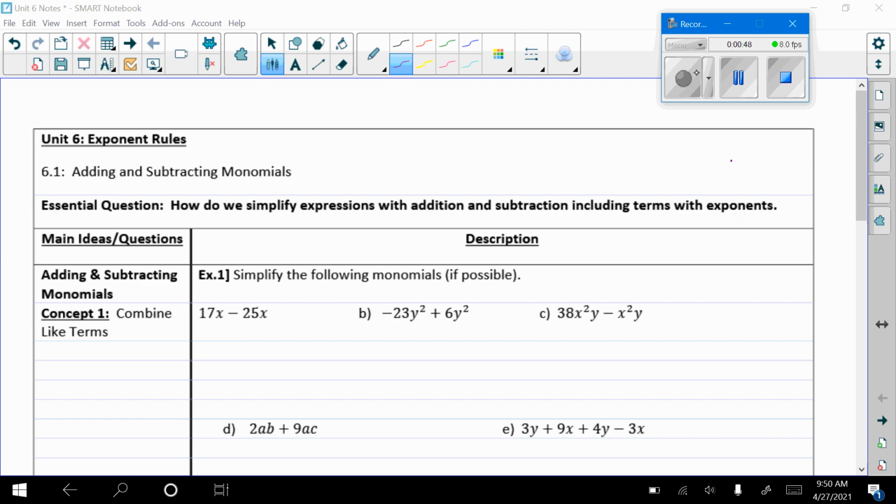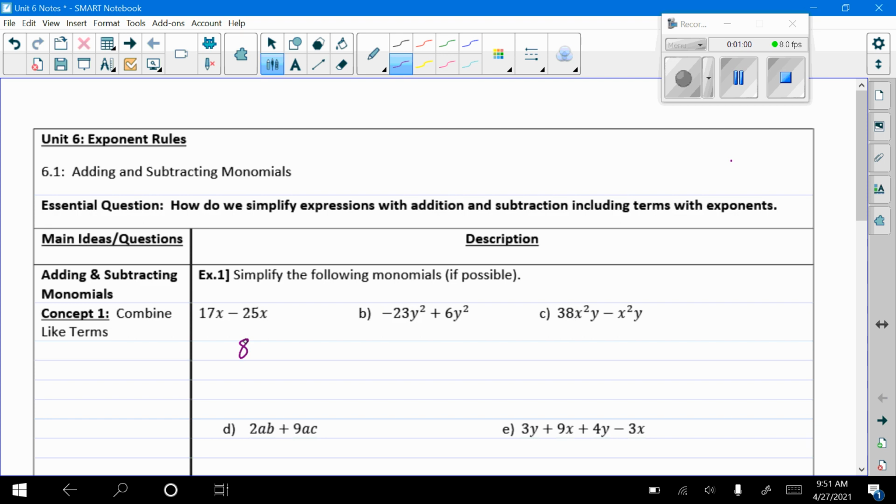Starting off, if I have 17x, take away 25x. Hopefully you guys know that that just means I'm going to take 17 minus 25, and my descriptor is the x. So it would be a negative 8x. Just combining like terms.